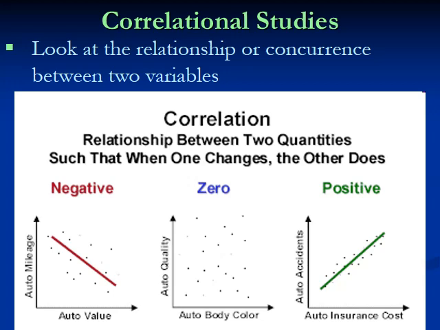And then lastly, we're going to see the example of a positive correlation here between auto insurance cost and auto accidents. All right, the more accidents a person has, the more their insurance is going to cost. Maybe some of you have personal experience with that. Hopefully not, but it can get very expensive.